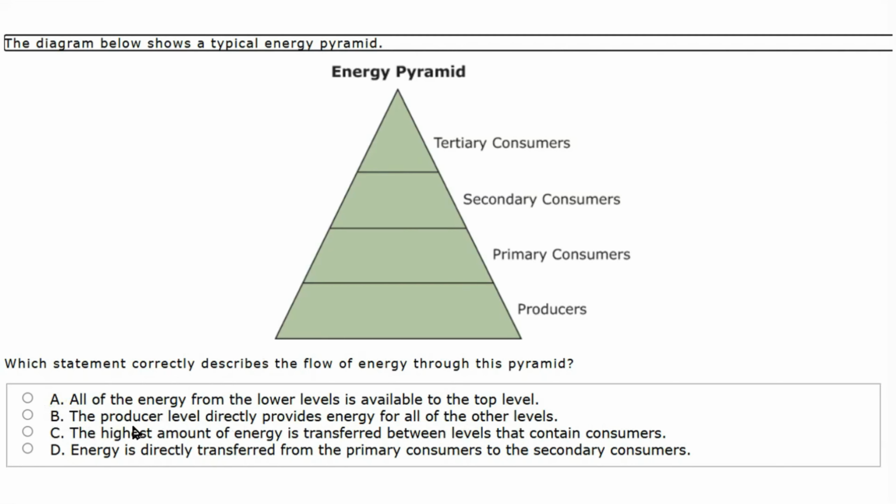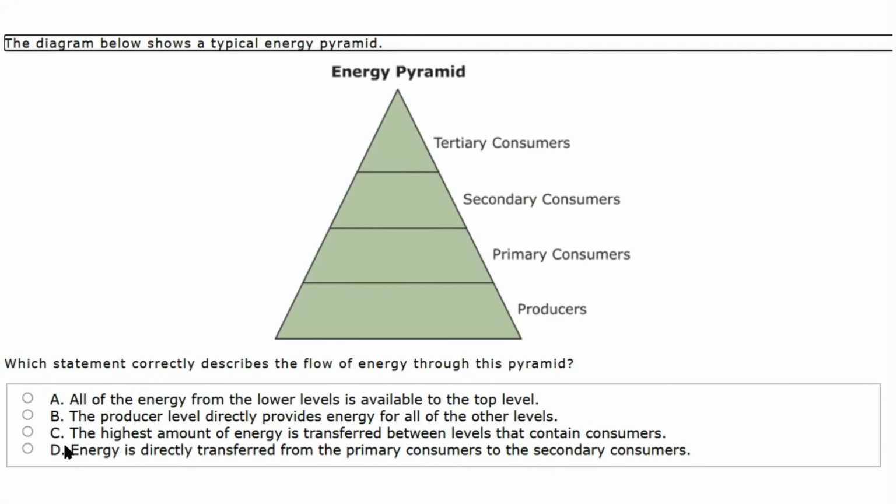Option B is given as the producer level directly provides energy for all of the other levels. That means the producer is the one that is going to give the energy to all these levels directly. It's not going to be the correct one, because the producer is the one giving the initial energy, and then the primary will get the energy, and from the primary the secondary is going to get, and from the secondary the tertiary is going to get. So that's how it goes. So option B is also not correct.